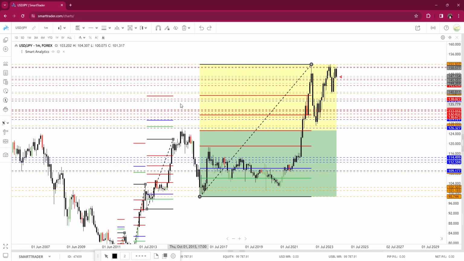So we hit a D extension to the upside on the monthly a while ago, 2 years ago. And then we had price dropping for a good part of last year.